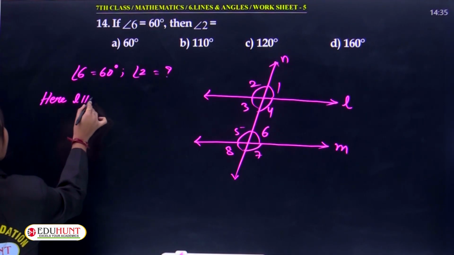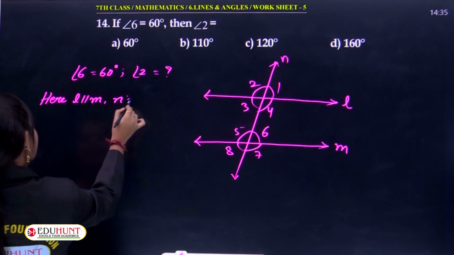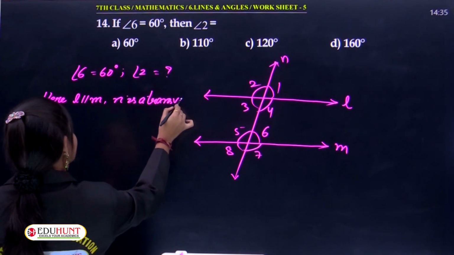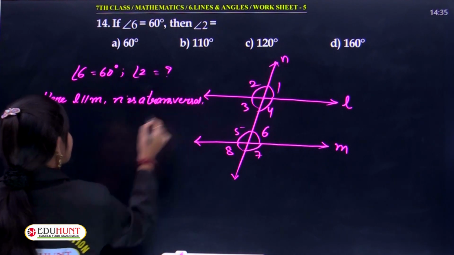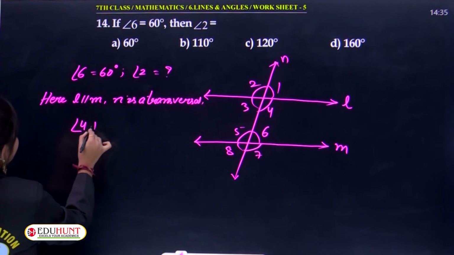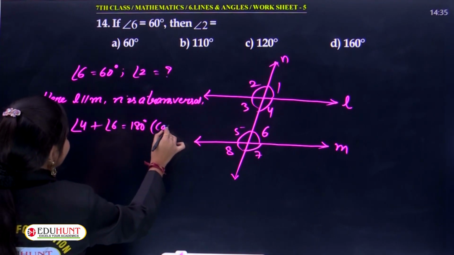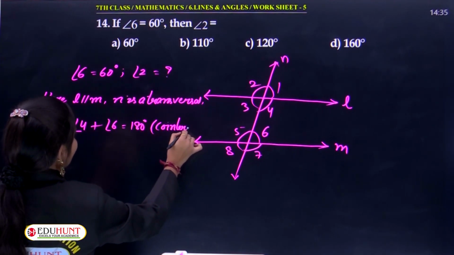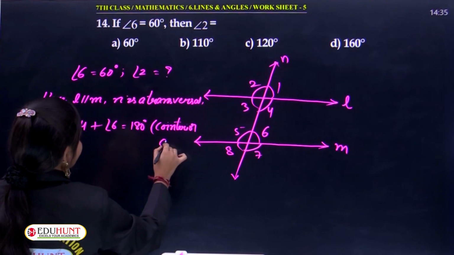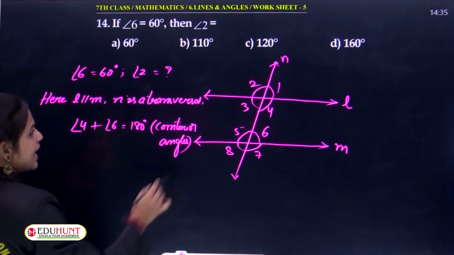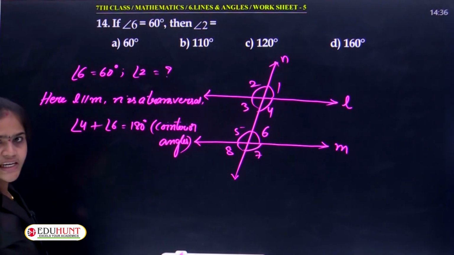Here L is parallel to M. N is a transversal. Already they have given that in the passage. Angle 4 plus angle 6 is equal to 180 degrees. Why? Because those two are co-interior or allied angles. Co-interior angles. Clear ma? Angle 4 plus angle 6 is equal to 180 degrees.